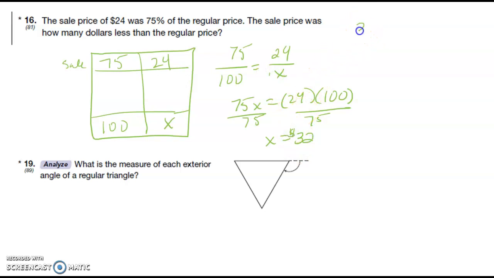And it doesn't ask me for that, it asks me what the difference was. So I'm going to have to subtract this, and I get $8, which is the answer. Okay.